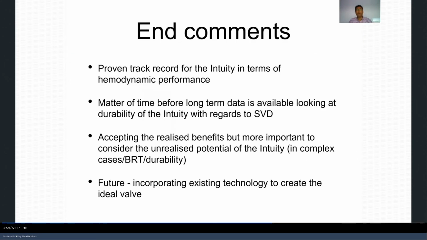So my final comments are that there is a proven track record for the Intuity in terms of hemodynamic performance. It's a matter of time, I think, before we get long-term data looking at the durability of the Intuity valve, especially in terms of structural valve deterioration.